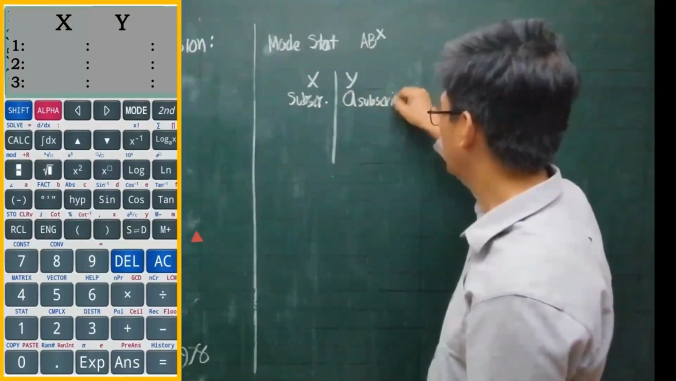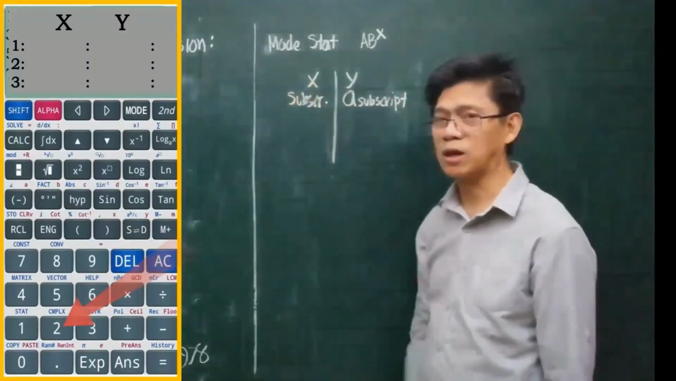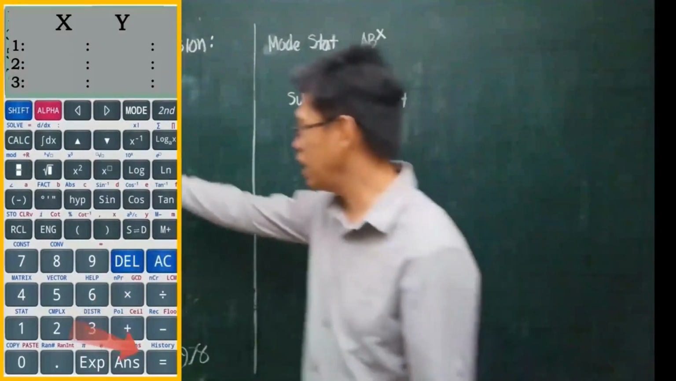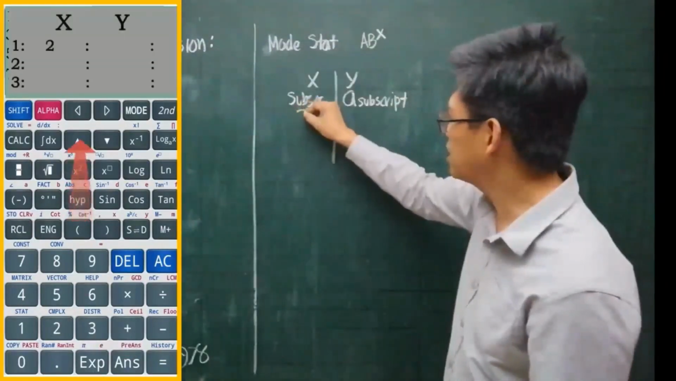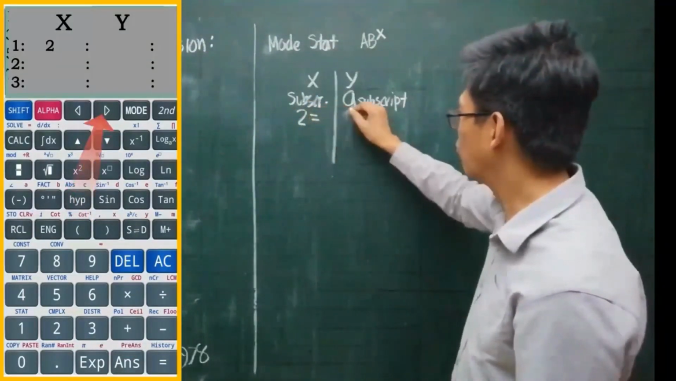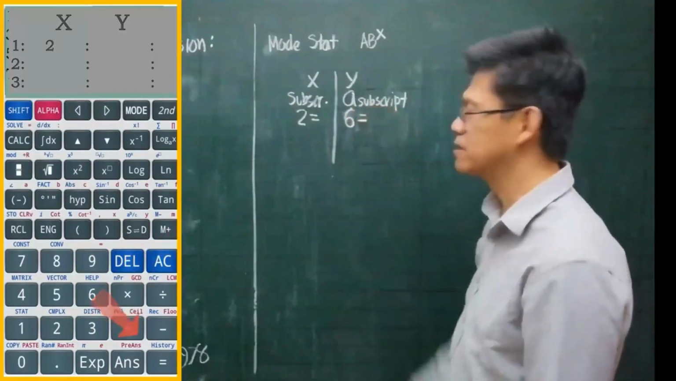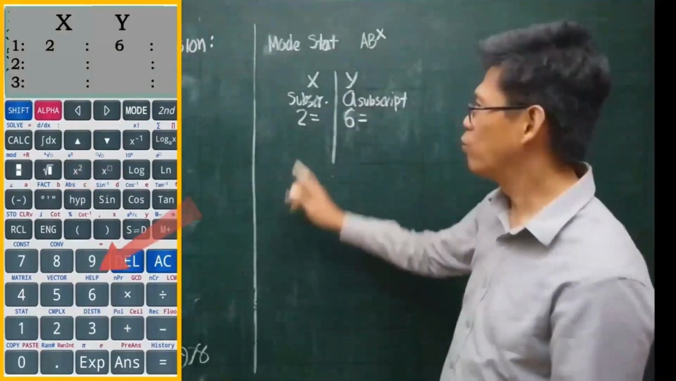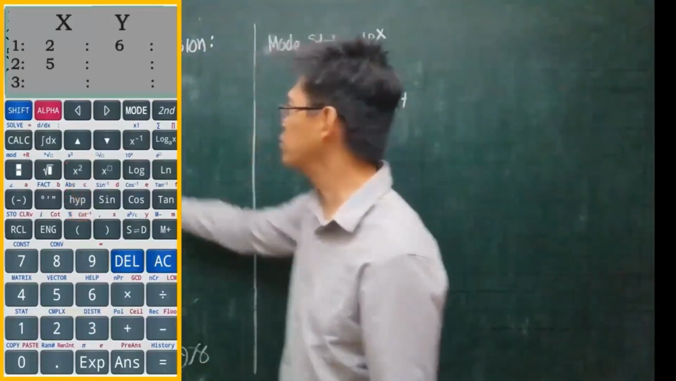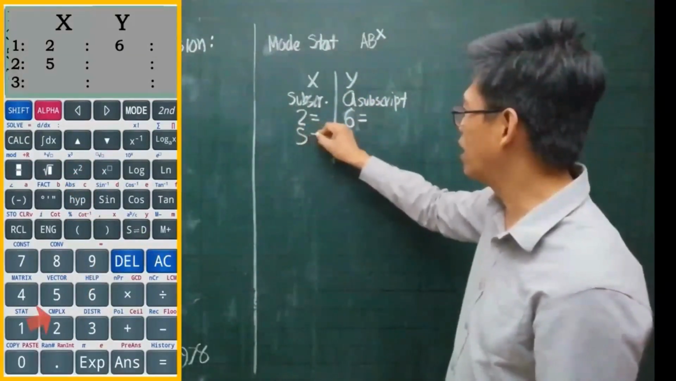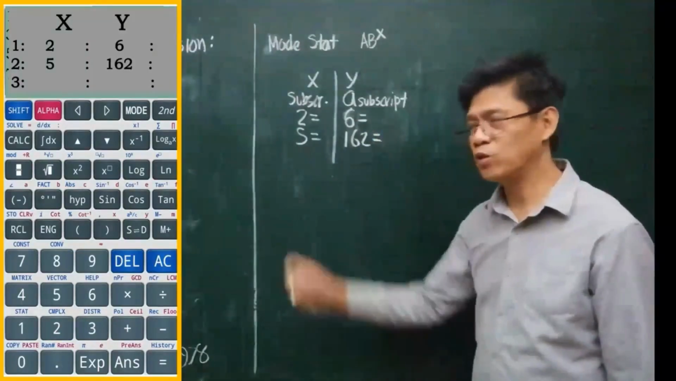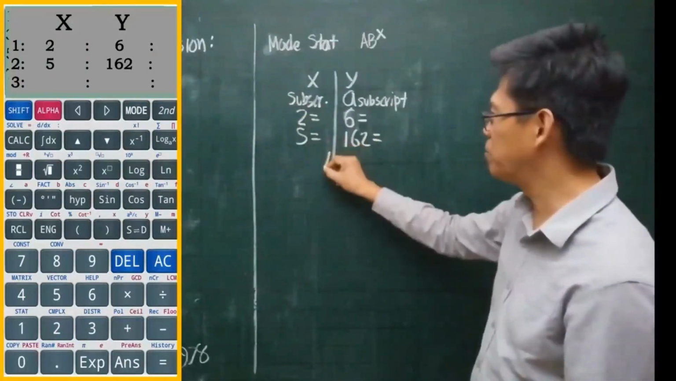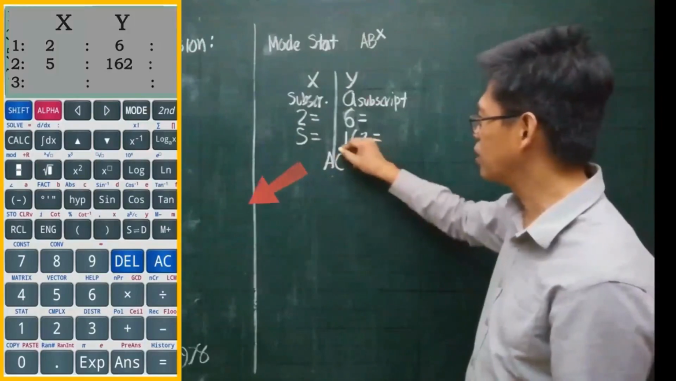X represents the subscript and y will be A subscript. Ito yung term, ito yung subscript. So for A2, x is 2, y is 6. So when x is 2 equals, y is 6 equals. Now, when x is 5, y is 162. 5 equals 162 equals. Once you input this ordered pair, you press AC in your calculator.